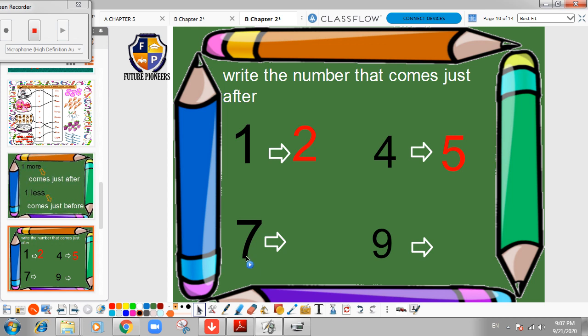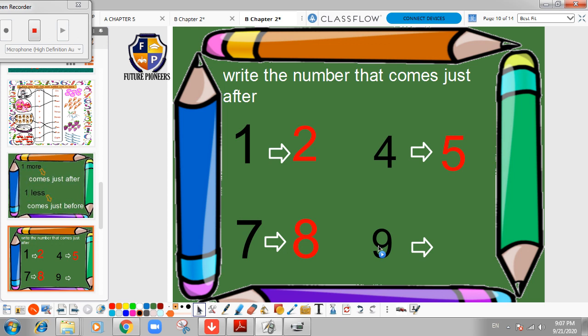Okay, what's the number that comes after number 7? We said 7, 8. Great job. So number 8 is the number that comes after number 7. And how can we write 8 in letters? E-I-G-H-T, 8. Great job.